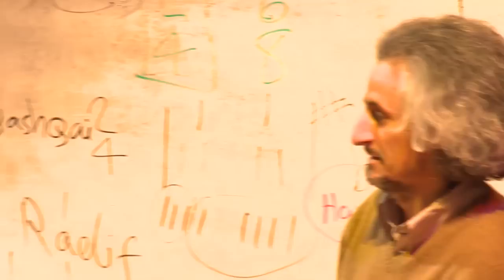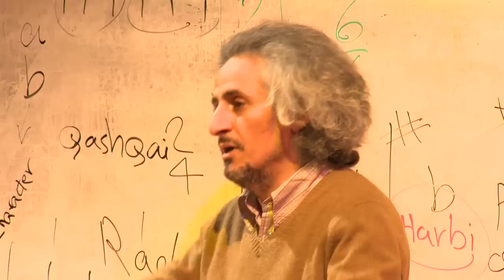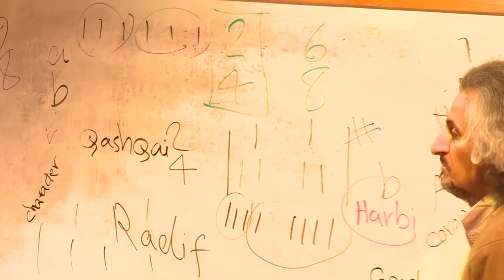90% of that music is in the 2/4 time signature. So the 2/4 rhythm is really the principal characteristic of Western pop music.